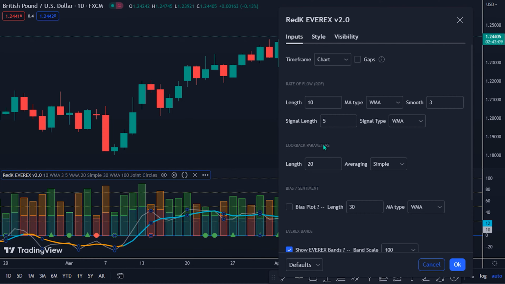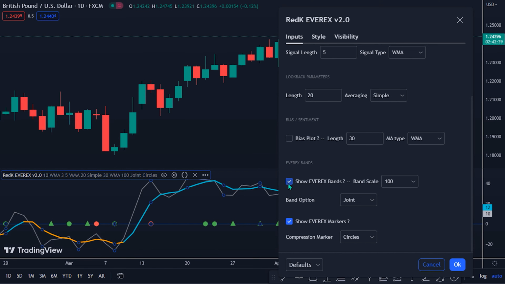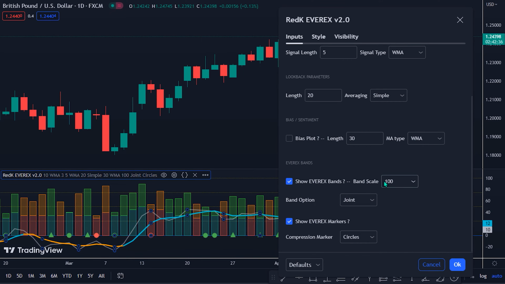Next is the look-back parameters. By default, the length is 20, and averaging is set to simple. Next is the bias/sentiment. The bias plot length is 30. MA type is WMA. Next is the EVEREX bands. There is an option to check and uncheck the Show EVEREX bands. The band scale is 100. By default, the band option is set to joint. Lastly, there is the Show EVEREX markers. The compression marker is set to circles.